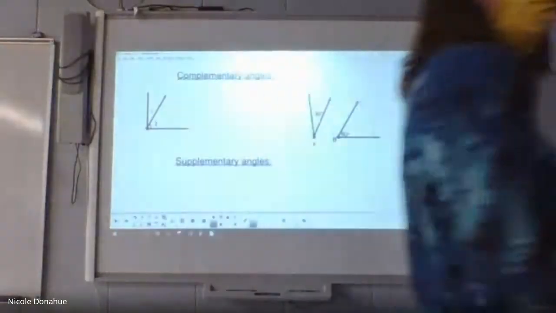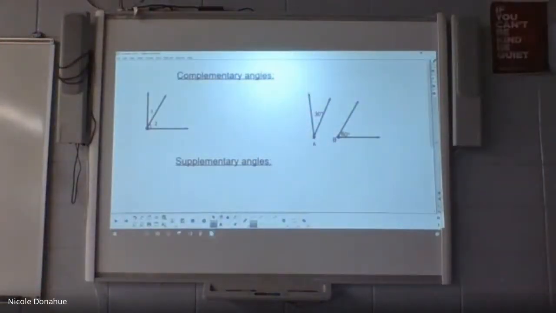Does anyone know what they are? Do you think you know? They always add up to a specific angle. Yeah, so it's either 90 or 180, complementary and supplementary.